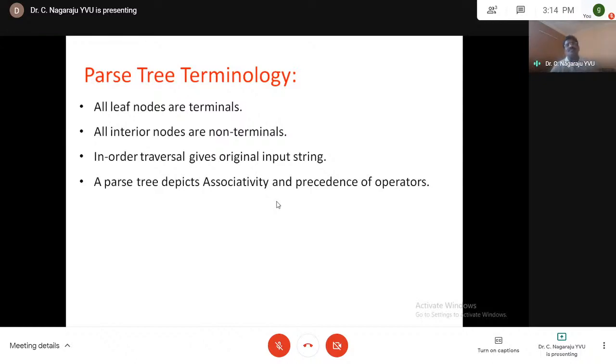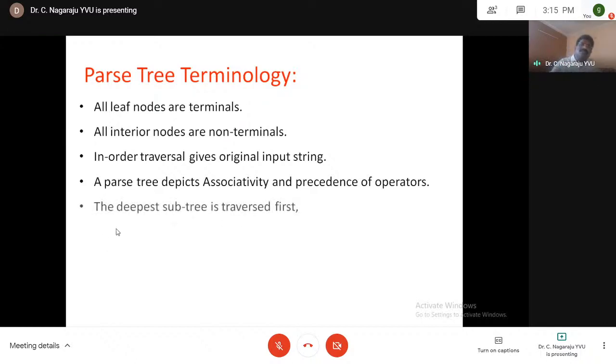Associativity means how the expression will be evaluated, either from left to right or right to left. Almost all operators have associativity from left to right, except some operators like the increment operator, decrement operator and assignment operators. These are evaluated from right to left. So associativity specifies whether execution proceeds from left to right or right to left.